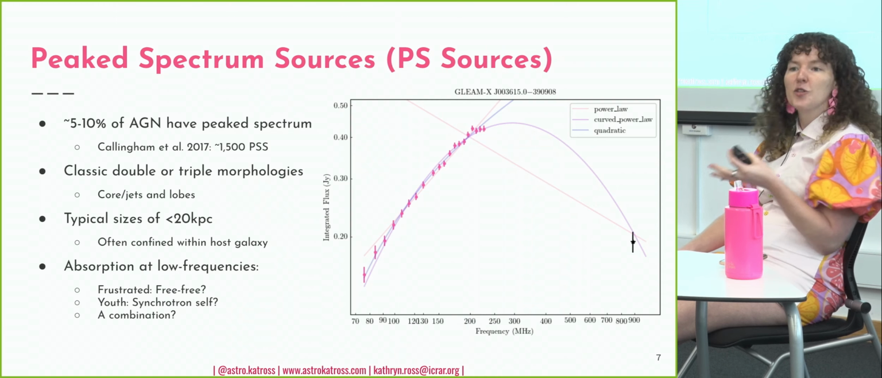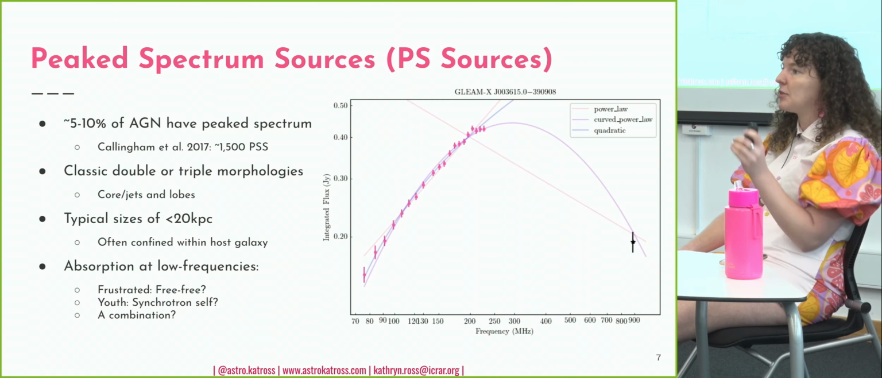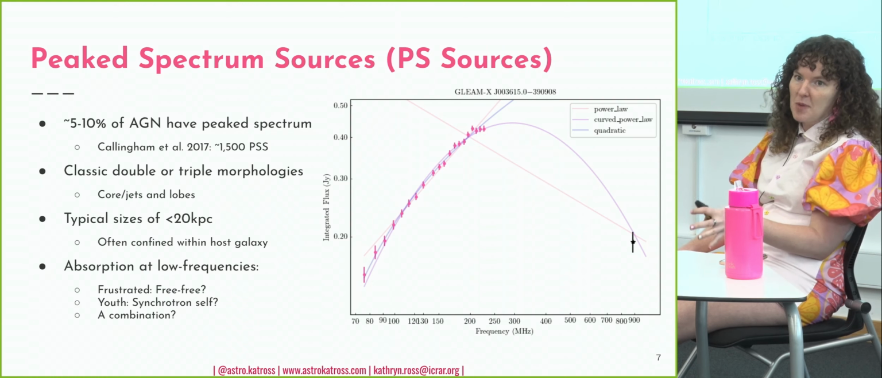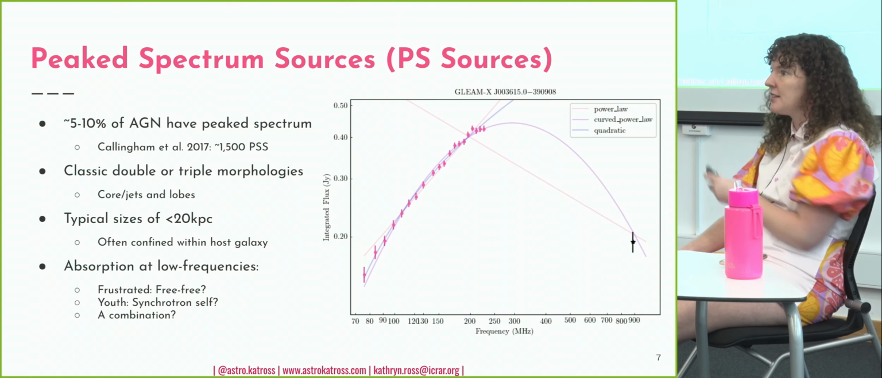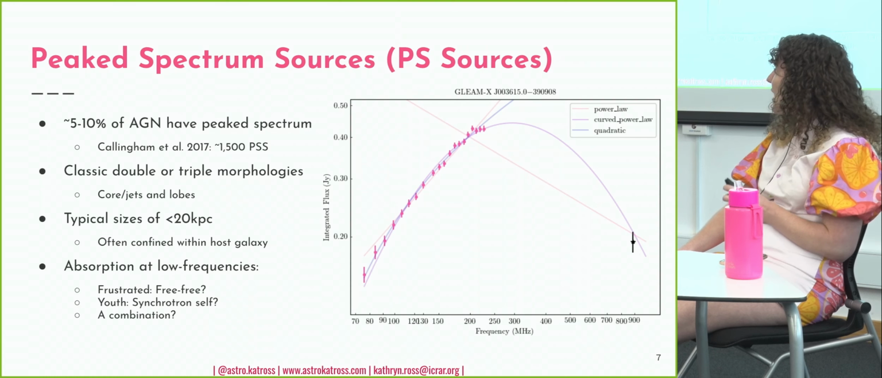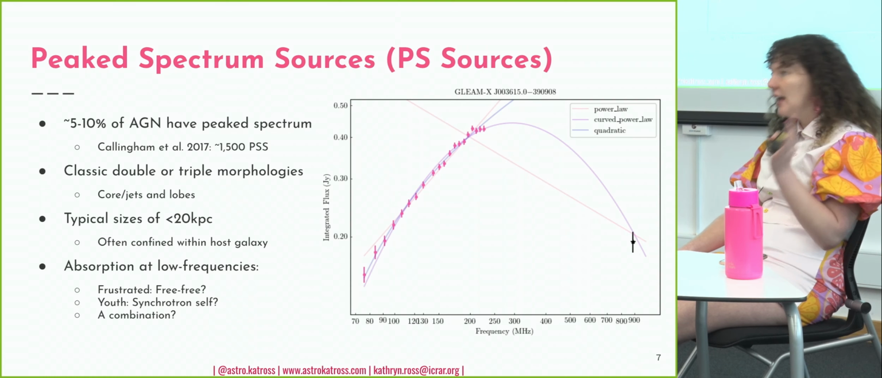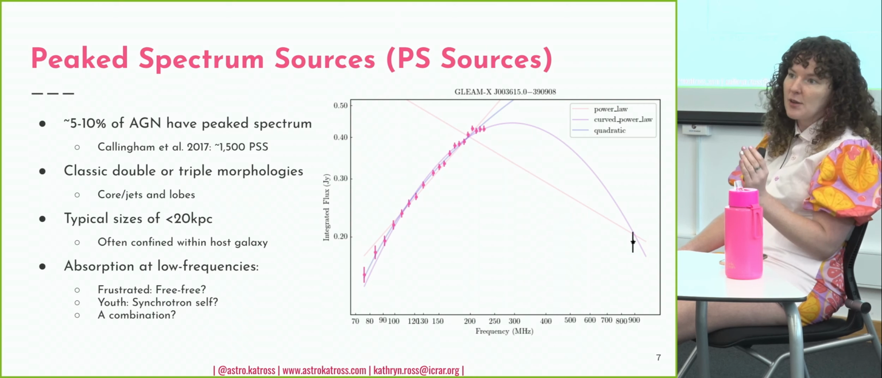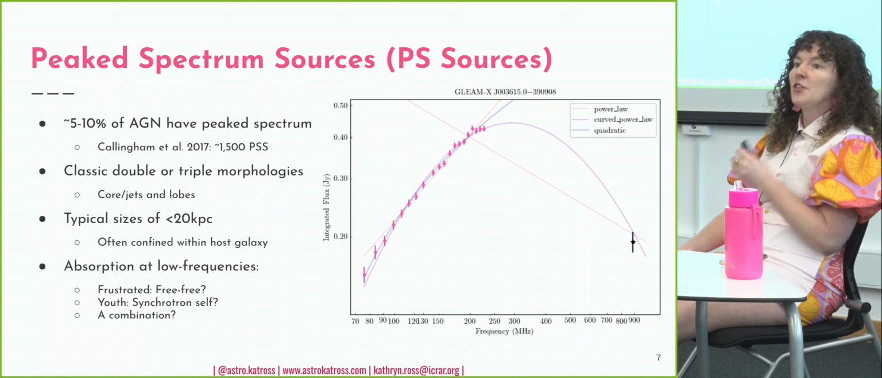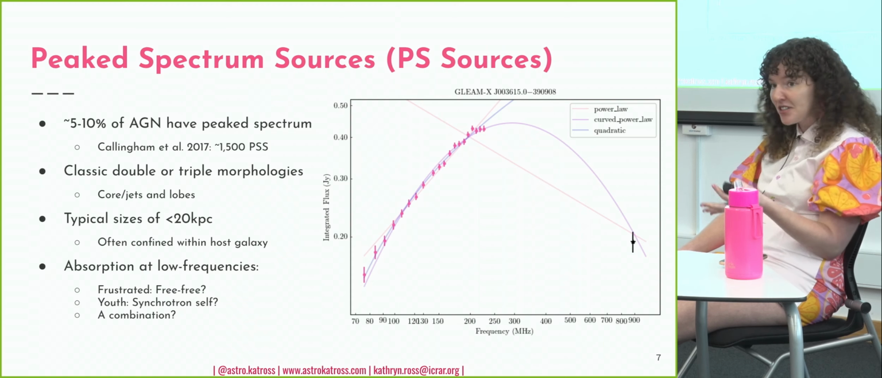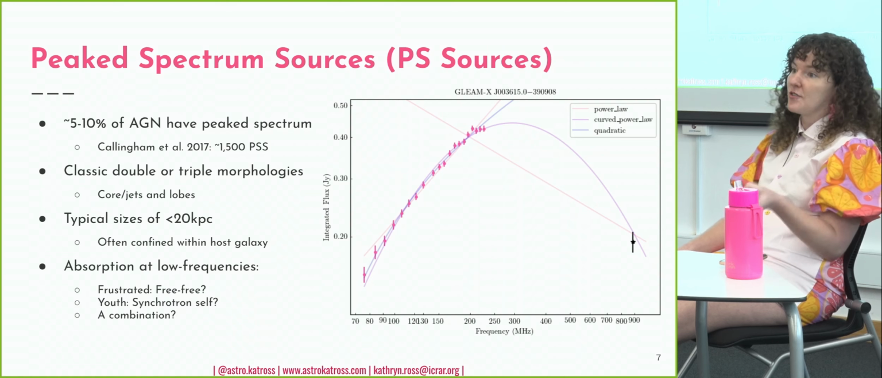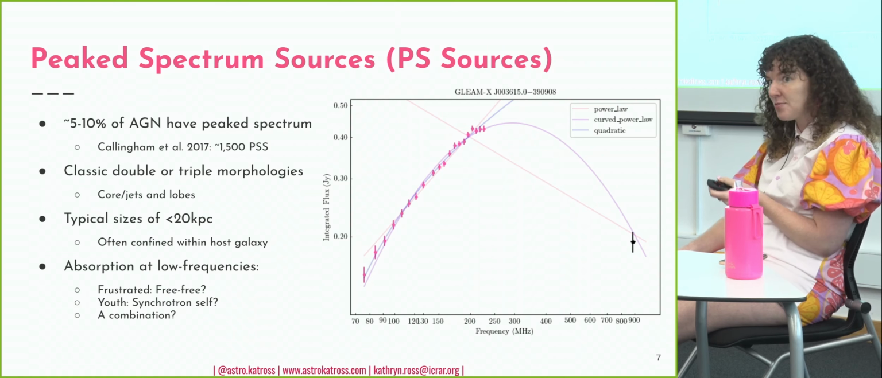So 5 to 10%, but take that with a grain of salt as well. We still see the same typical morphology of AGN, so those doubles and triples, but they're just on far smaller scales, so on parsecs to kiloparsec scales rather than megaparsec scales of typical AGN. And the reason we see this peak is largely debated, but ultimately there is absorption going on at those low frequencies that's causing that turnover. The cause of that absorption is what's interesting. We don't really know. Likely it's a combination of a whole range of things because the universe is complicated and it doesn't fit into nice boxes.